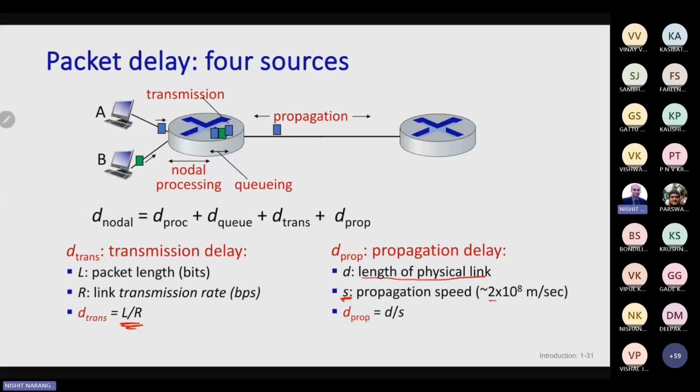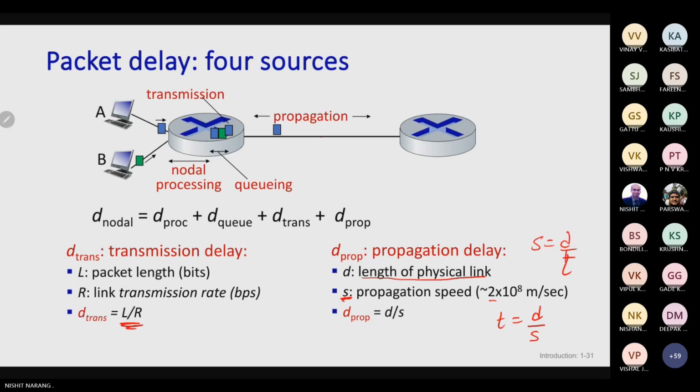So something like 2 into 10 raised by 8 meters per second. So the propagation time, it's the normal formula of physics. Speed is equal to distance upon time. That's what we learned in physics. So propagation delay is equal to distance of the physical link divided by the propagation speed. So propagation delay depends not just on the length of the link, but the propagation speed. The propagation speed depends upon the kind of link. Is it an optical cable, so it's light wave communication? Or if it's a copper cable and it's electrical communication, what is the propagation speed for the bits? That contributes to the propagation delay.